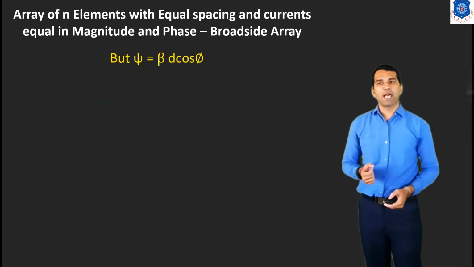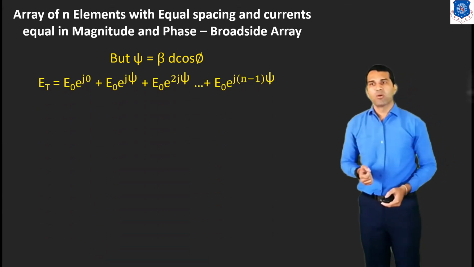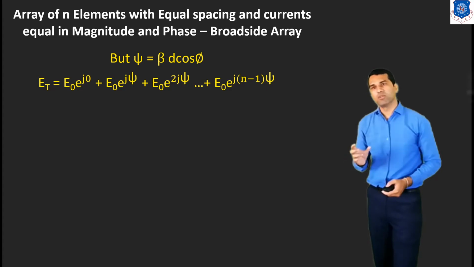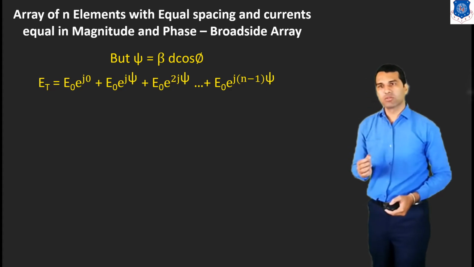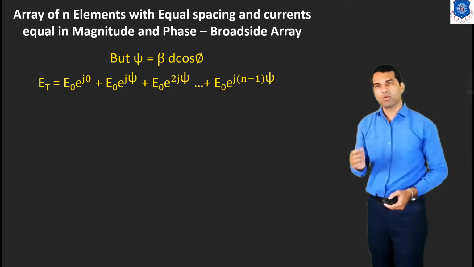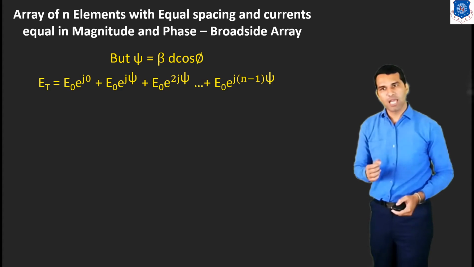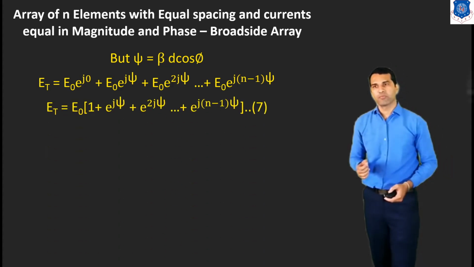But we know that psi is equal to beta d cos phi, the phase angle. So we have just beta d cos phi. Instead of beta d cos phi, we just write psi. So the equation becomes Et is equal to E0 e raised to 0 plus E0 e raised to j psi plus E0 e raised to 2j psi plus up to E0 e raised to j(n minus 1) psi.